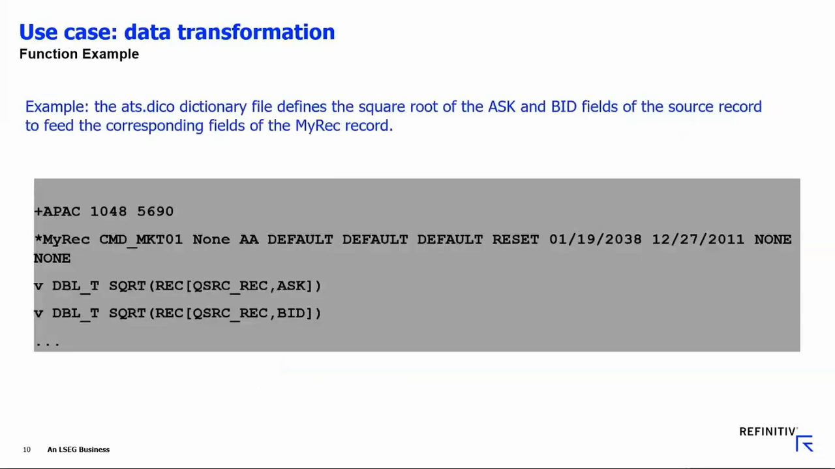Okay, so on this slide, it's kind of showing you an example of what the ATS deco file for this record and the expressions that are currently assigned to it. You can see there's a myrec is the record that was created. There's two expressions underneath, one of which is used in one of the calculations of square root to find this record's ask and bid price square root.